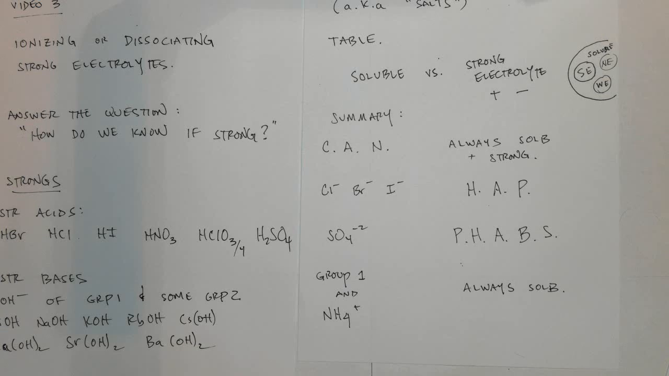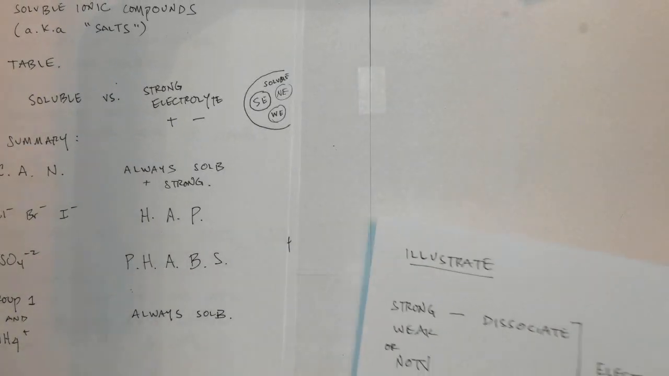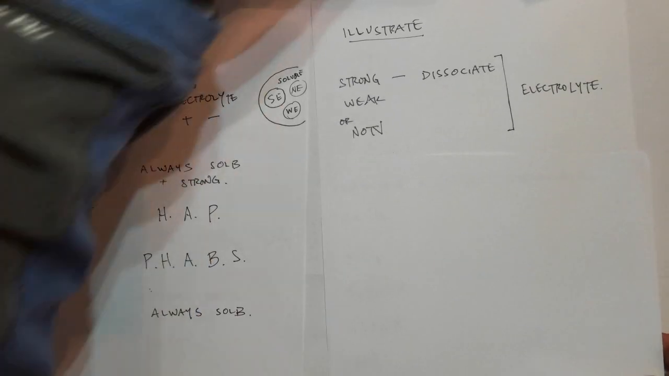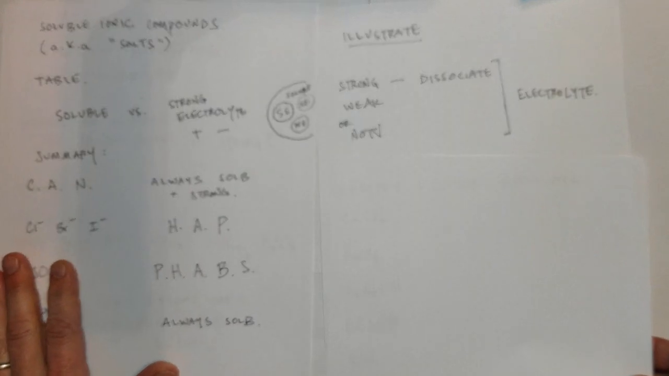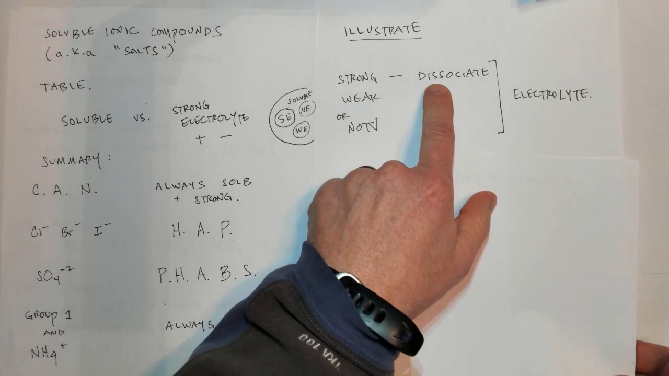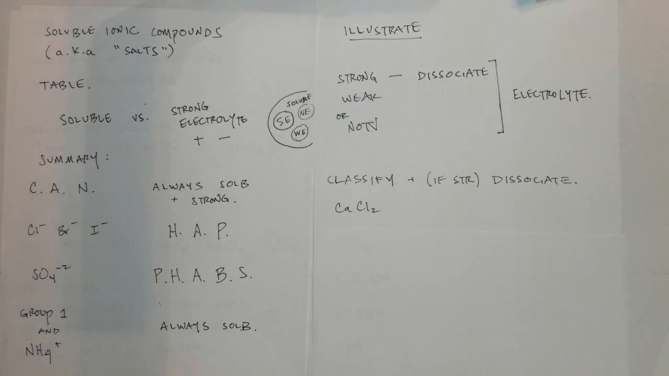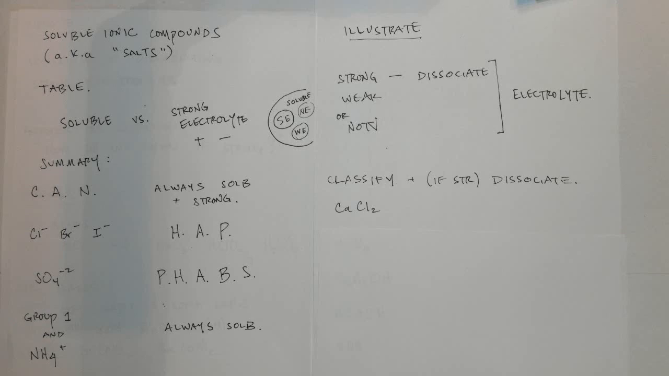So how do we illustrate these things that are strong, weak, or non-electrolytes? The ones we're mostly focused on are the strongs, because these dissociate or break up into ions. The weak and the non don't. So let's go through and classify them, and if they're strong, let's dissociate them.